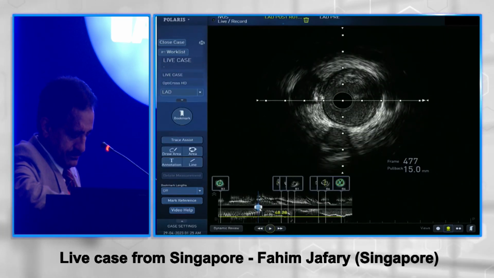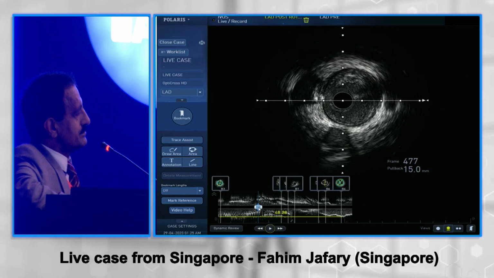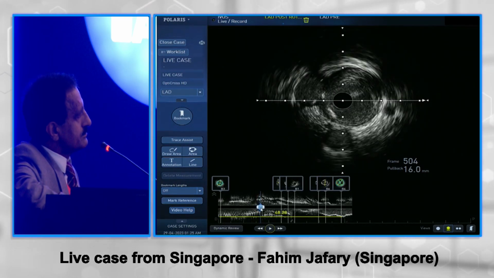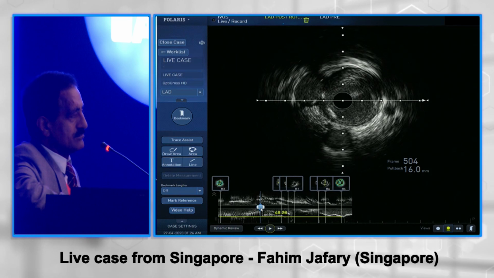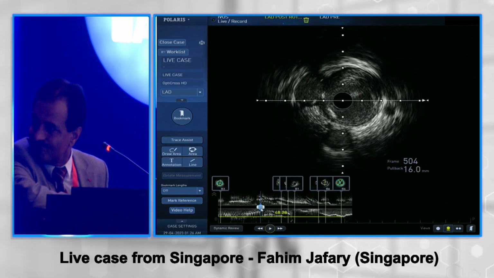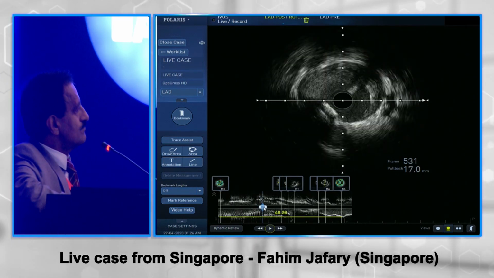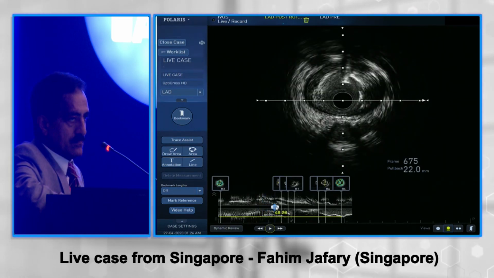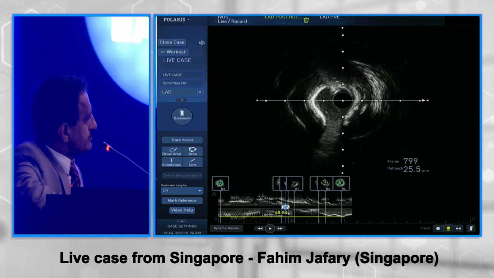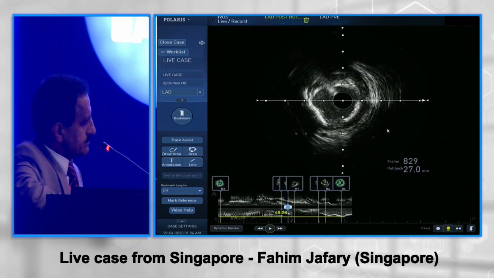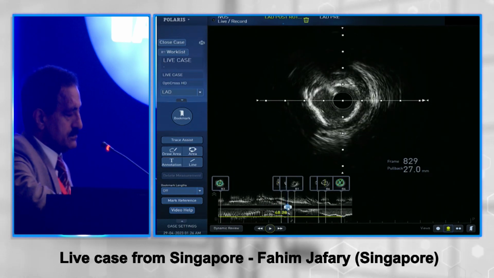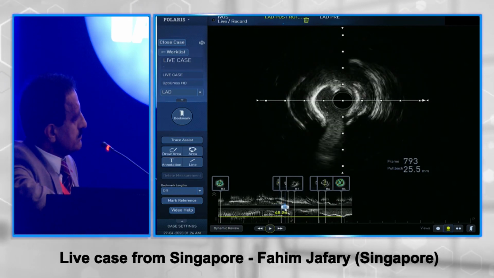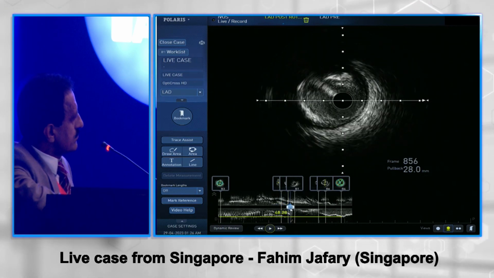Let's go back to the IVUS now. There's a lot of background noise. I'm not sure where that's coming from. Okay, so this is the IVUS on the screen. I'll just forward to the areas of severe calcification. You can see here that there's a crack at about 11 o'clock and 6 o'clock with some luminal gain compared to the pre-rota IVUS.